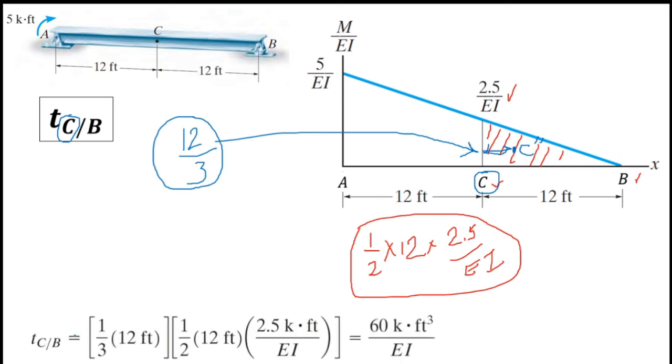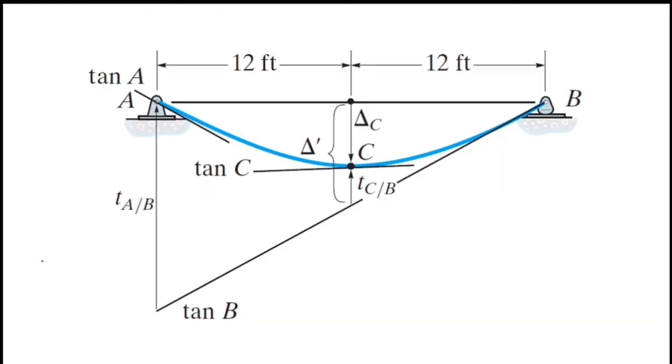So you can see the equation here, TCB equals 1/3 times 12 feet times 102 times 12 to 2.5 over EI. This is the distance to the centroid from C. This is the area of the triangle. So once you simplify it, you will have 60K over EI. So now we know the value of TAB and the value of TCB.